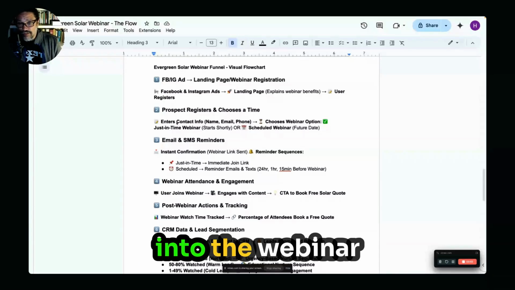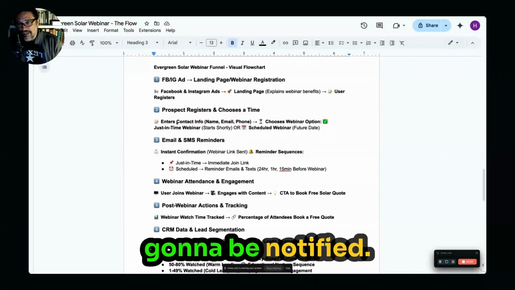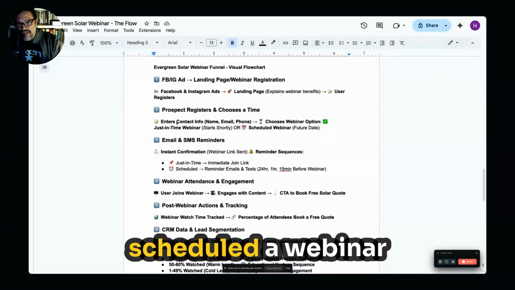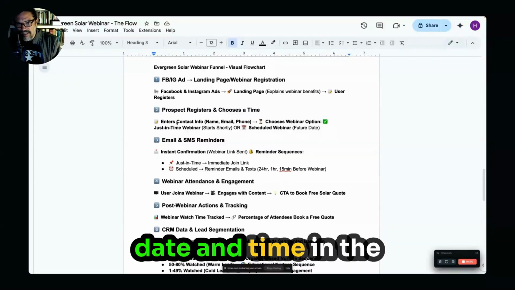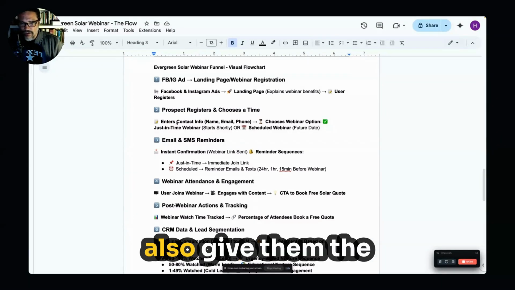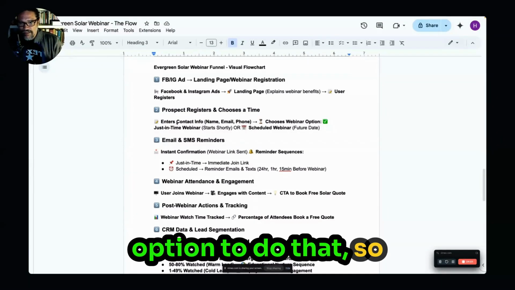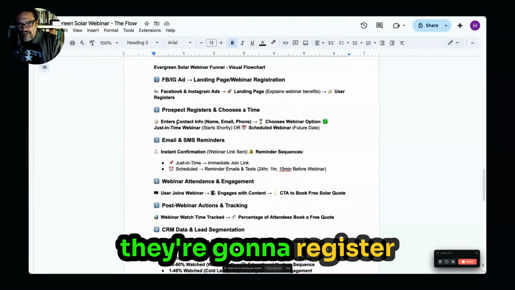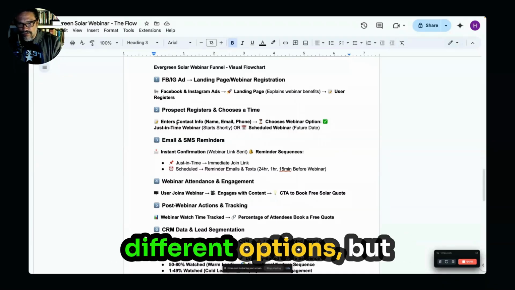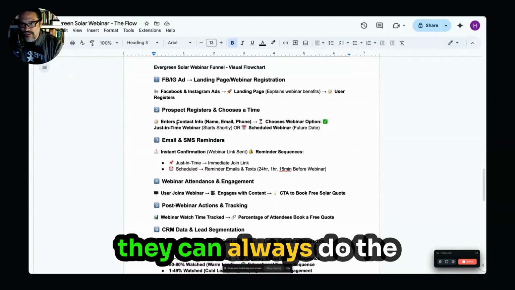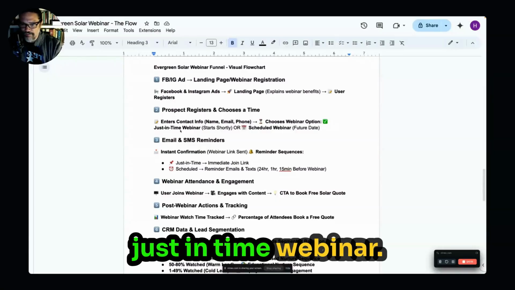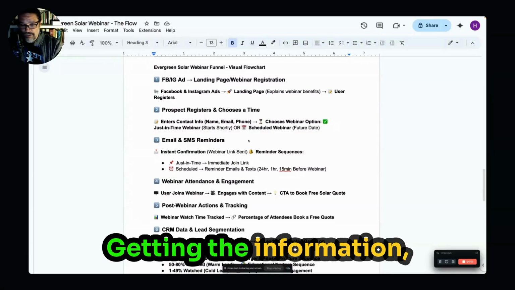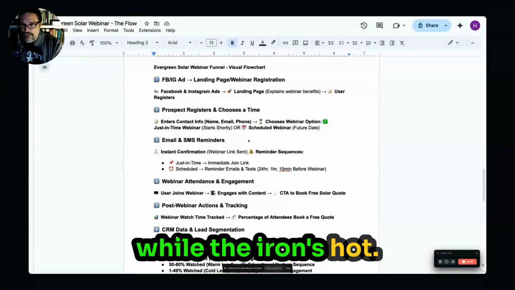They're going to move into the webinar waiting room, or they're going to be notified, of course, if they have scheduled a webinar date and time in the future. You're going to also give them the option to do that. So they're going to get the information when they want the information. They're going to register when they want. There's going to be several different options, but they can always do the just-in-time webinar. Getting the information, striking while the iron's hot.